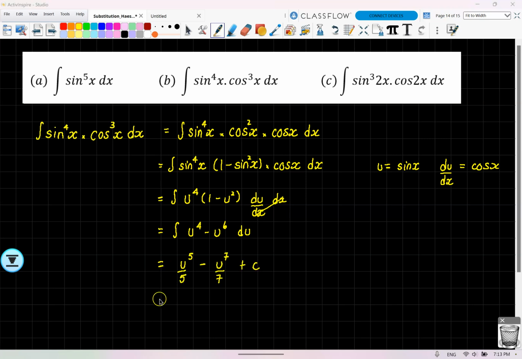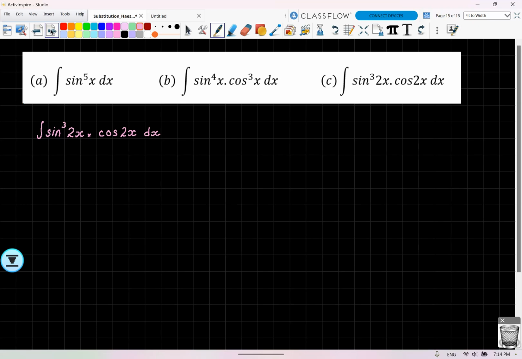Assuming you agree with my line there, integrating u to the 4, and then all that's left to do is replace the sine, and voila. Okay, next one. And last one for our question 7.